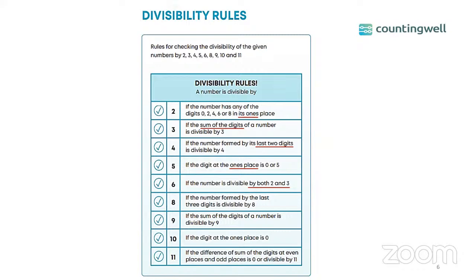Next, we have the divisibility rule for number 8. If the number formed by the last three digits is divisible by 8, we say that the number is divisible by 8. So you have to note down the last three digits and check if they are divisible by 8. In such a case, we say the number is divisible by 8.